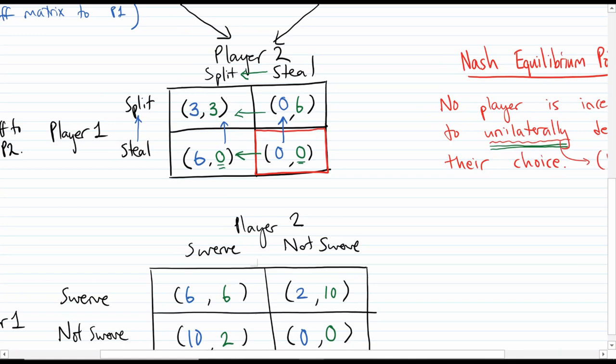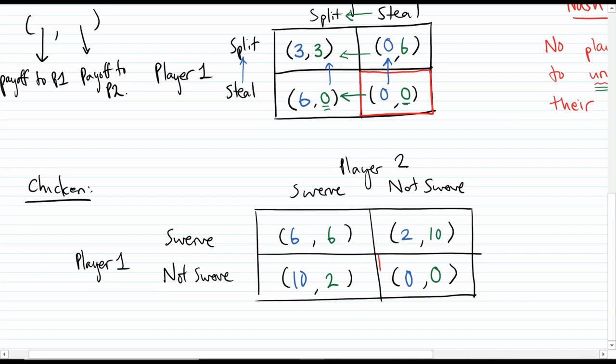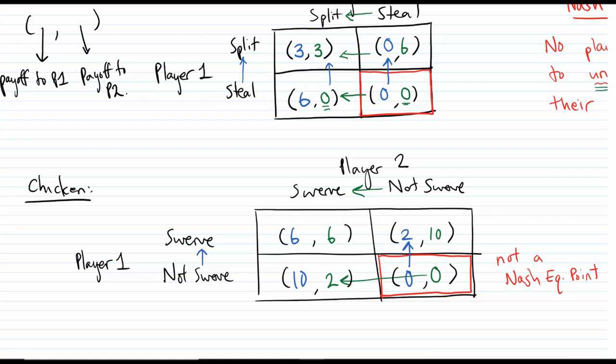Now let's take a look at the other game, chicken. And let's analyze this 0-0 square one more time. Now, is player 1 incentivized to move off of this square? Let's see. If they switch from not swerve to swerve, then their payout is switching from 0 to 2, which is great. Similarly, player 2, if they switch from not swerve to swerve, then their payout is also going from 0 to 2, which is also beneficial for them. So this is not a Nash equilibrium point, because both players are incentivized to change their options if this is the case. And this just speaks to the game where you'd rather look like a chicken than crash and die.